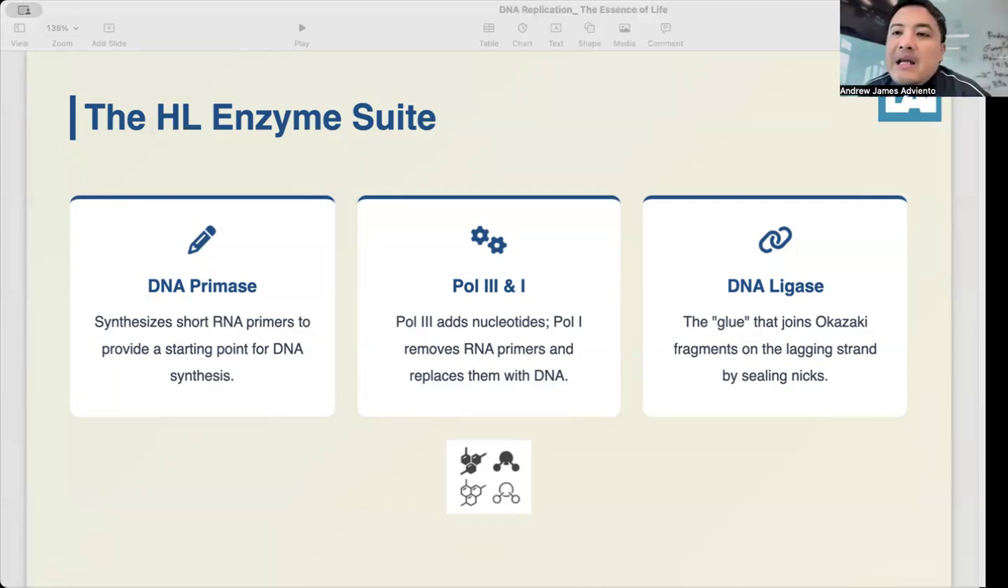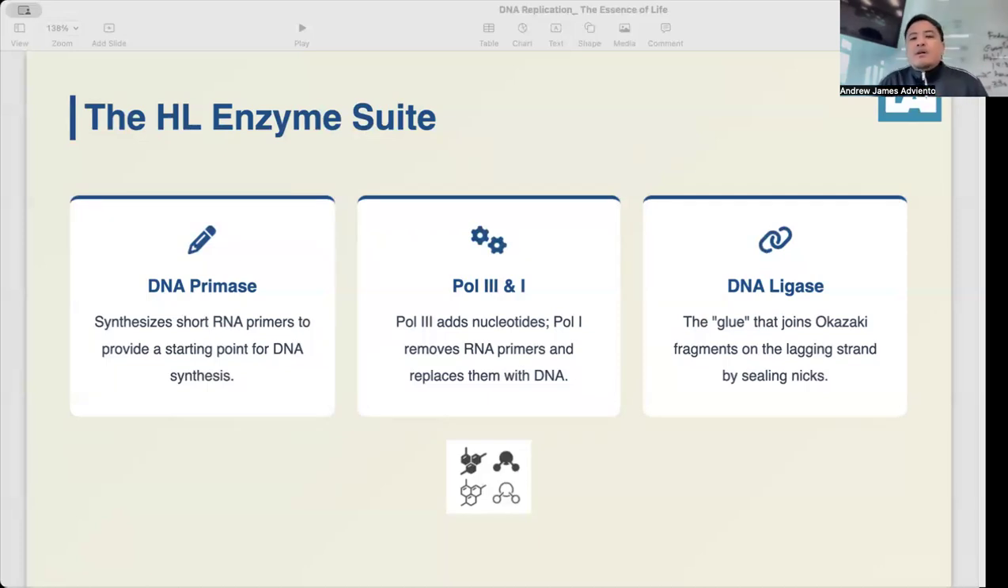So number one is the DNA primase. The DNA polymerase is actually a bit picky. It cannot start from scratch. So primase, primer, has to lay down a short RNA primer first to give polymerase a place to start. Next is polymerase 3. This is the primary worker that adds most of the nucleotides. DNA polymerase 1, its job is to clean up. It removes those RNA primers and replaces them with actual DNA.